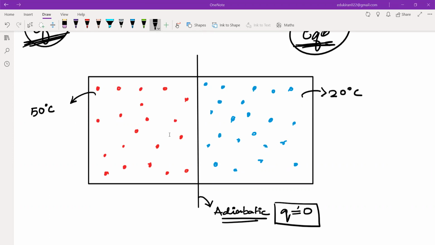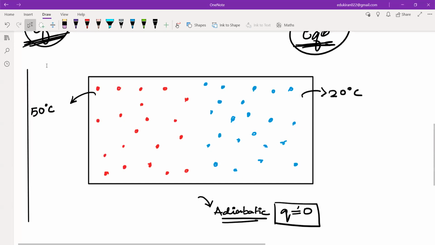Initial state, yes or no, guys? Any problem till here? Now I removed this barrier. What will happen if I remove this barrier? These gases are non-reactive, they will not react with each other. Then they will mix with each other, yes or no? Yes, sir. They will mix with each other.